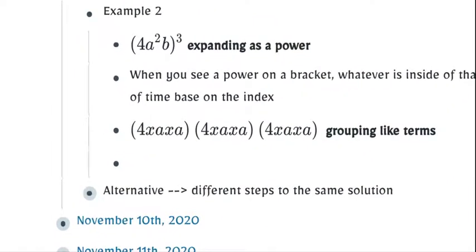So, Nate, tell me the first thing that's in common with every bracket. 4. How many of the 4s do we have? 4 times 4 times 4. Would the answer be 64 in this case? Right, that would be correct for the 4s. 64. Good job.